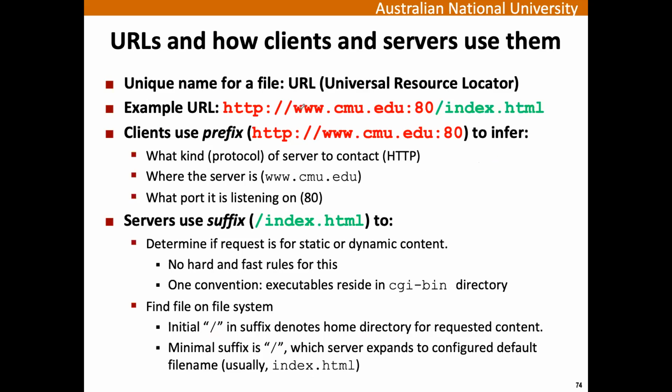So the client really needs to know all this. This part here is used to establish a connection, and this part is used by the server to figure out what exactly this client or web browser is looking for. And this URL, if you type it in your web browser, will take you to cmu.edu port number 80, and the server there will know that you are looking for the home page, which is index.html, and that this request is for static content.